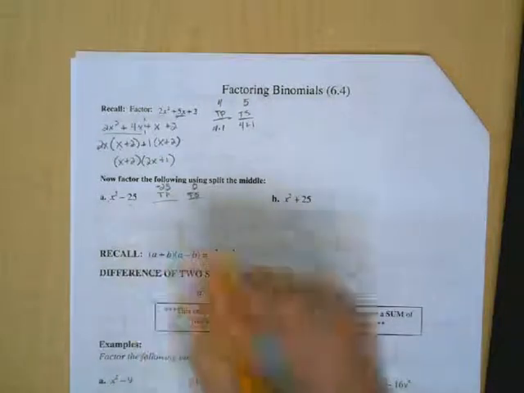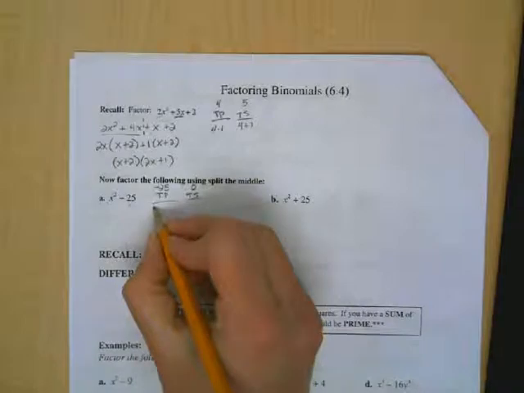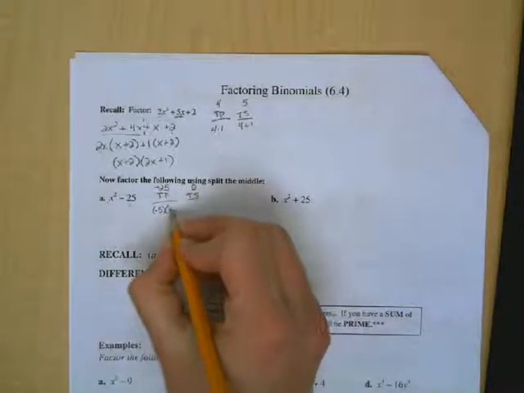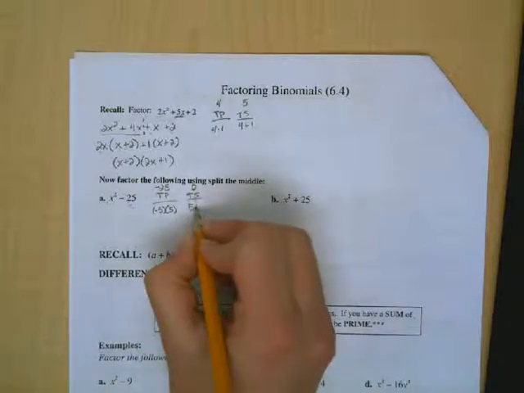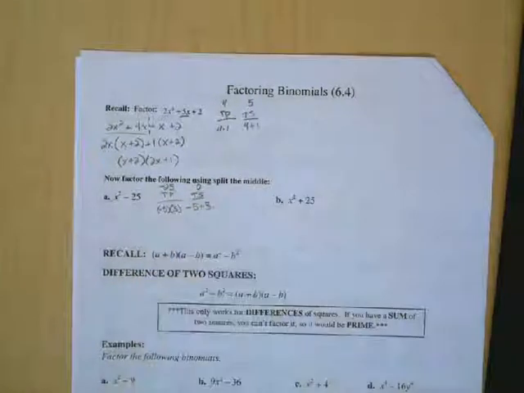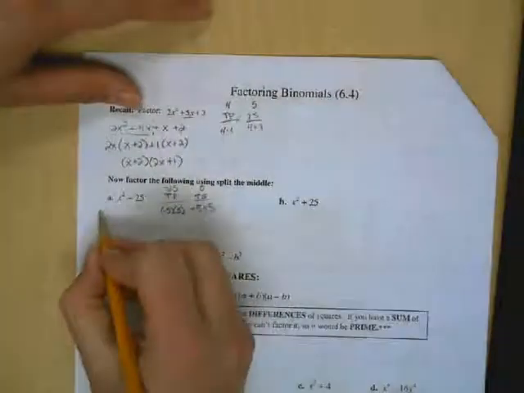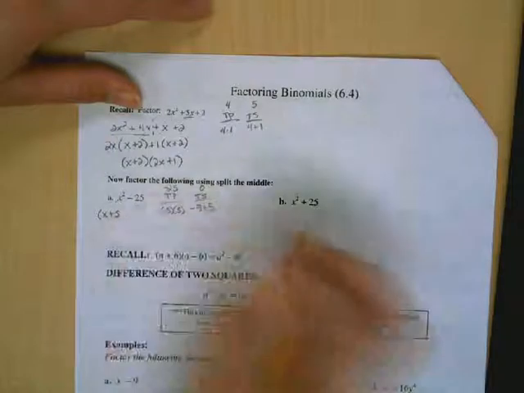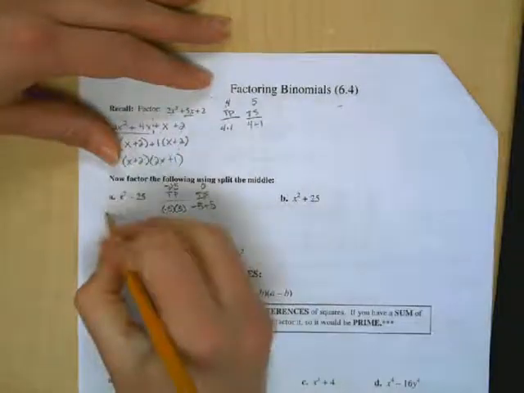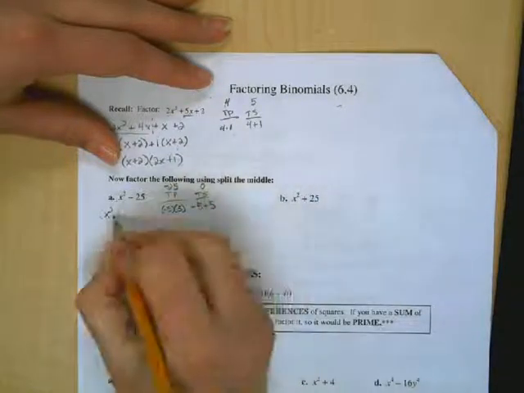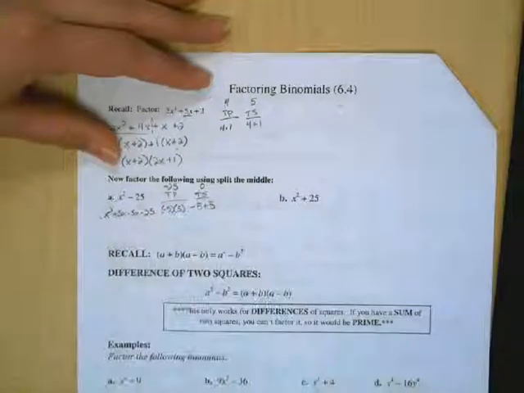So I'm looking for 2 numbers that multiply to negative 25 but add to 0. Negative 5 and positive 5. That would multiply to negative 25, and that would add to 0. So that's going to be my 2 new numbers when I do split the middle. So here we go, split the middle. Sorry, I'm jumping ahead. Give me just a second here. So x squared plus 5x minus 5x minus 25 would be the split the middle.